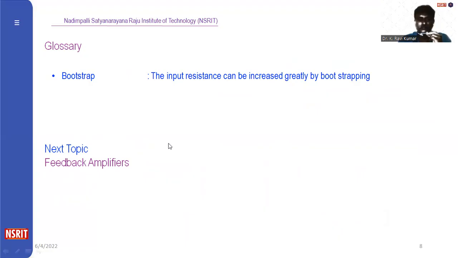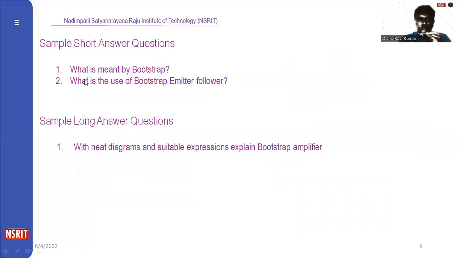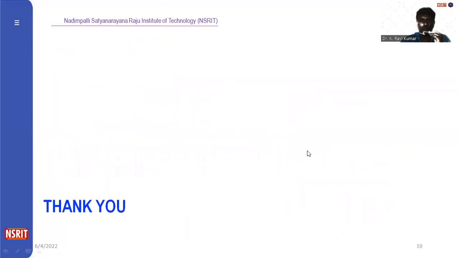The next topic is feedback amplifiers. The sample short answer questions are: what is meant by bootstrap? What is the use of the bootstrap emitter follower? The sample long answer question is: with neat diagrams and suitable expressions, explain the bootstrap emitter follower.